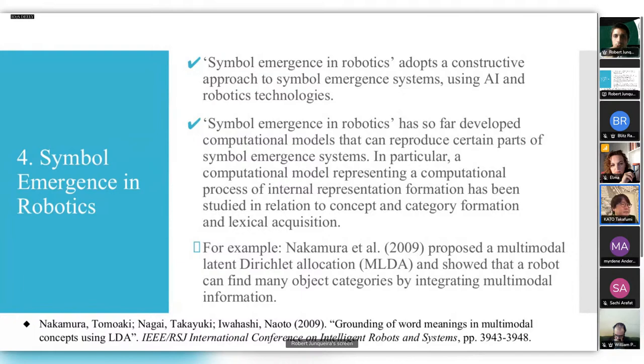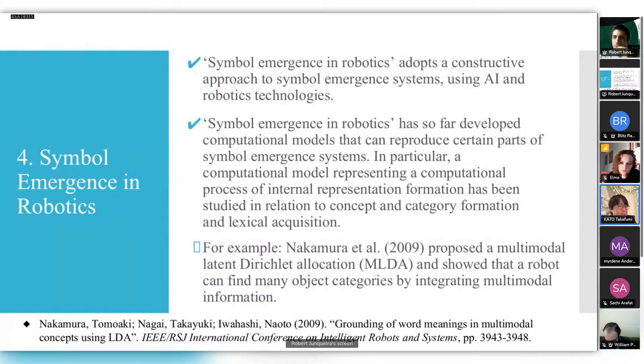More specifically, internal representations formed on the basis of physical and social interactions are essential for semiosis. This is because a constructive approach to the symbol emergence system requires a robot, namely an embodied artificial cognitive system. Symbol emergence in robotics has so far developed computational models that can reproduce certain parts of symbol emergence systems. In particular, a computational model representing a computational process of internal representation formation has been studied in relation to concept and category formation and lexical acquisition. For example, multimodal classification has been thoroughly studied from the perspective of symbol emergence in robotics.